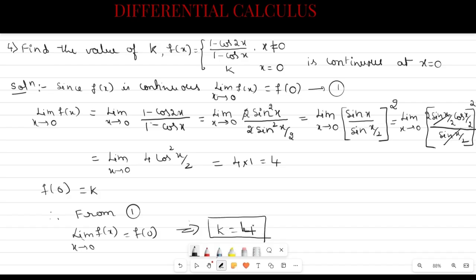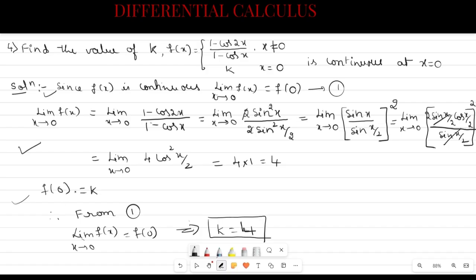This is actually a 4 marks question. If you write the condition, you will get 1 mark. Finding the limit carries 2 marks because you will apply the formula for 1 minus cos 2x and 1 minus cos x, and you will simplify. That's why this carries 2 marks. This step carries 2 marks, this step 1 mark, and this step 1 mark. Totally a 4 marks question.